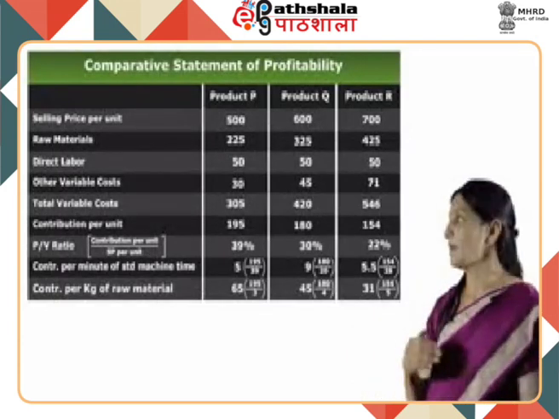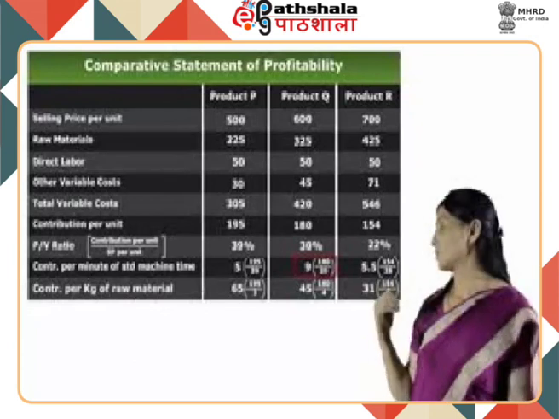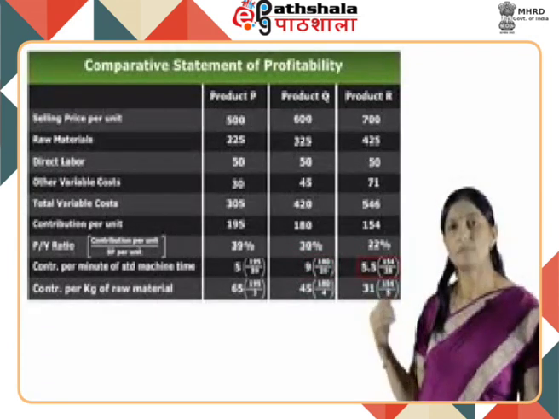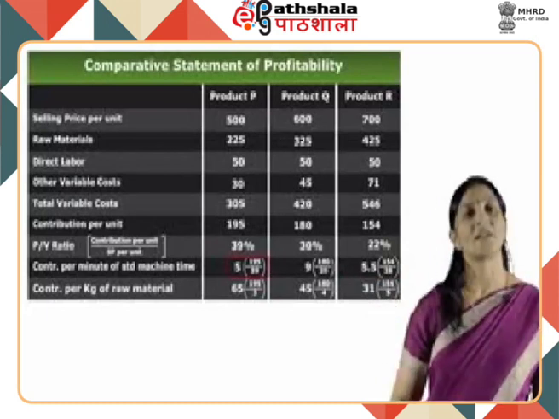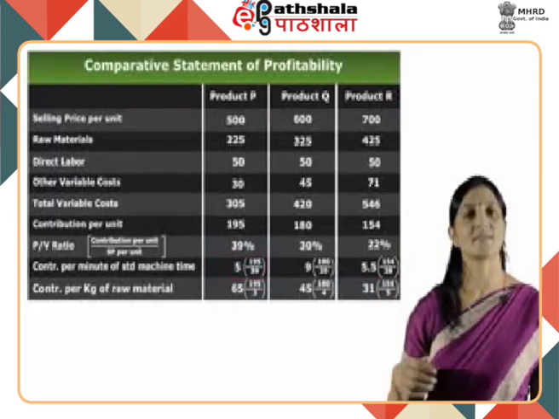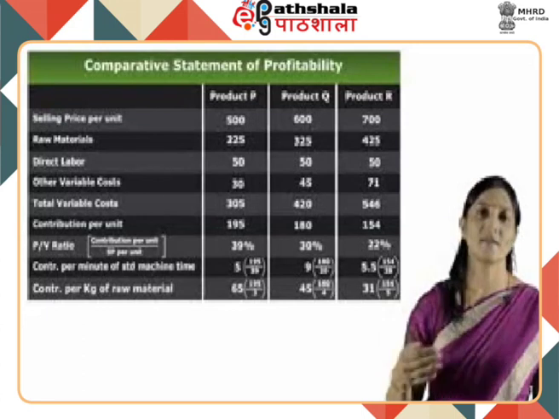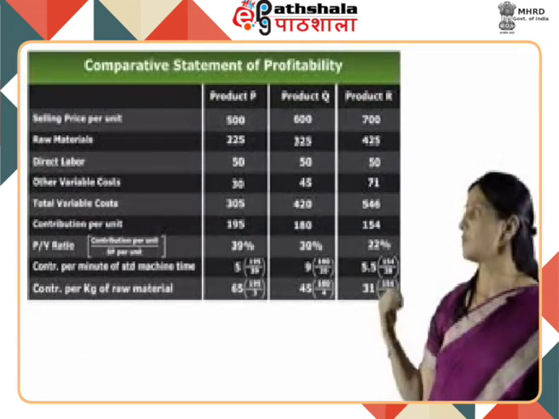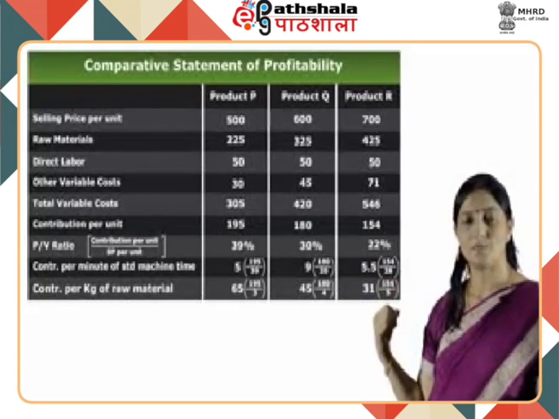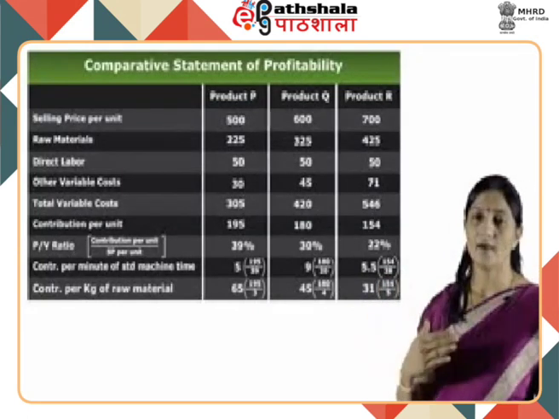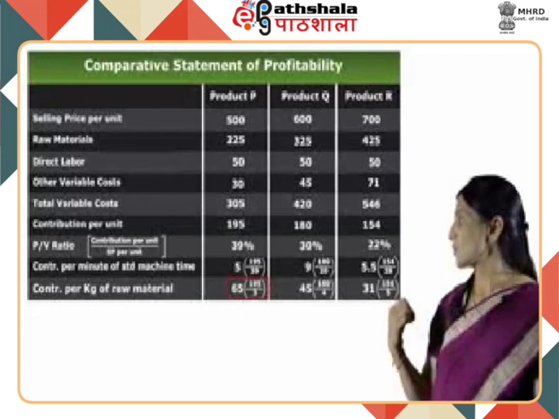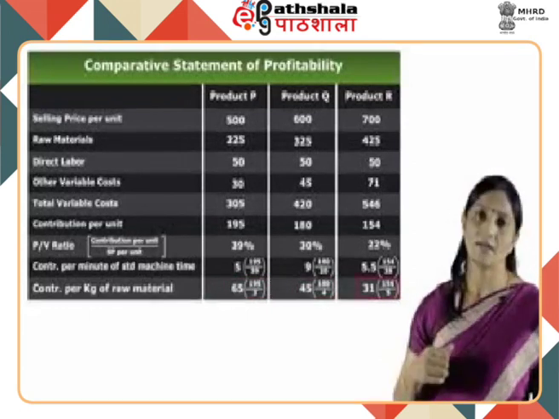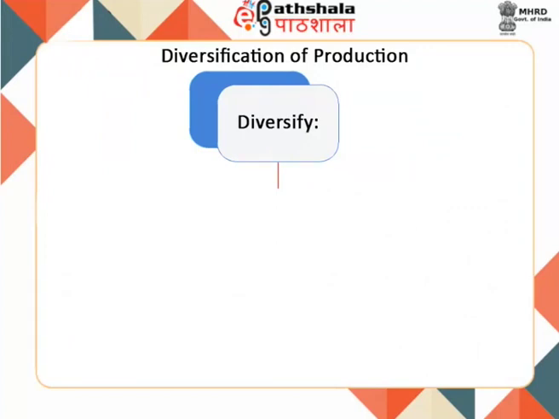And here we see that in that case, product Q is the most profitable, product R comes next and then product P is the last. And when raw material is considered as the limiting factor, in that case, looking at contribution per unit of the raw material required to produce 1 unit of the 3 products P, Q and R, we see that product P is the most profitable, product Q comes next, and then product R.